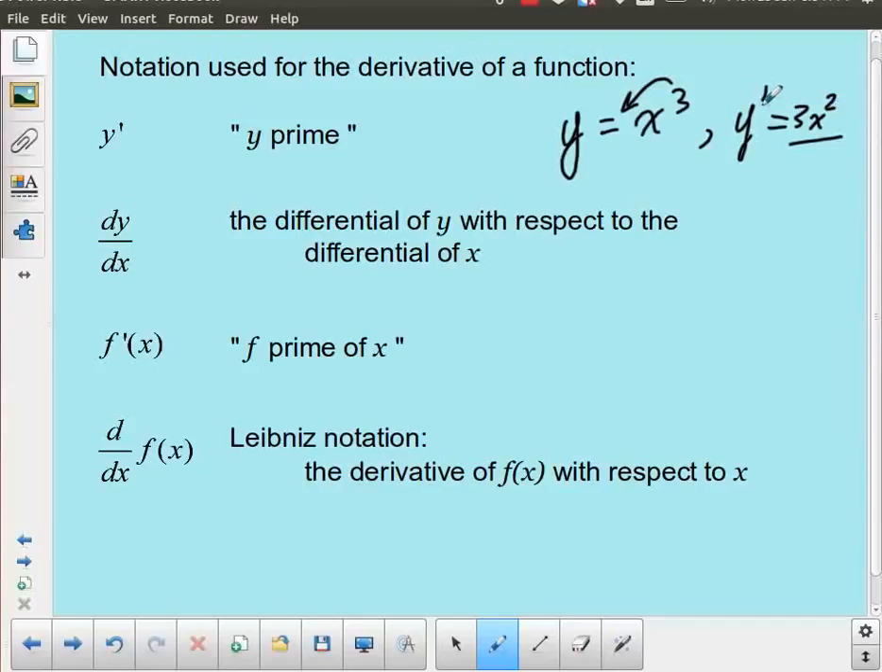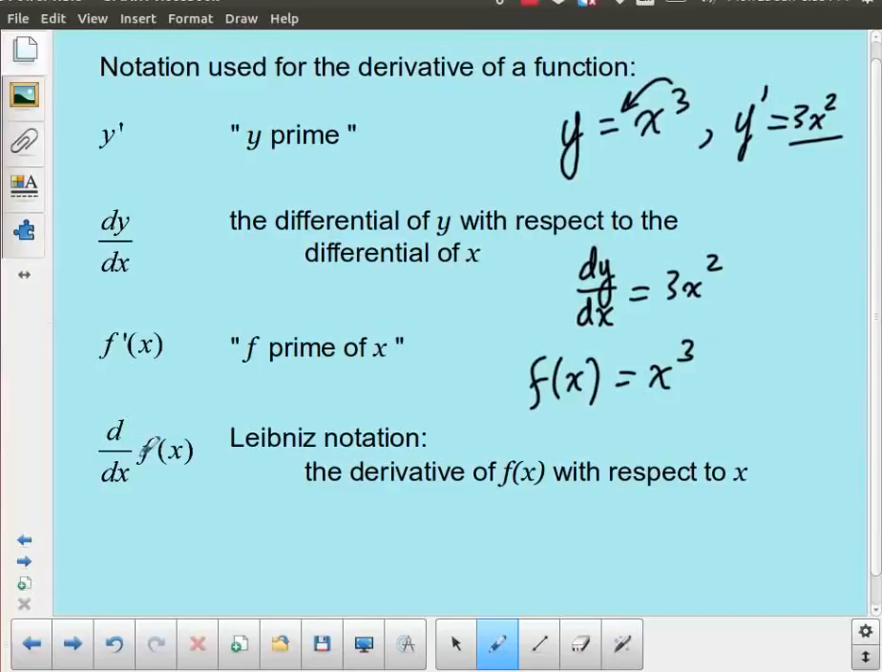So that's y prime. Then we have dy by dx. Same idea here. We start with y equal x cubed, and then dy by dx just means take the derivative of y with respect to x, with respect to the independent variable. And so once again, we would end up with 3x squared. F prime of x, now that would mean that we're defining f of x equal to x cubed. And then we have this one, the Leibniz notation.